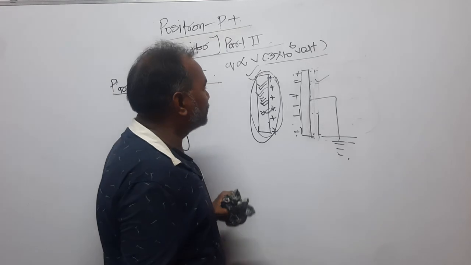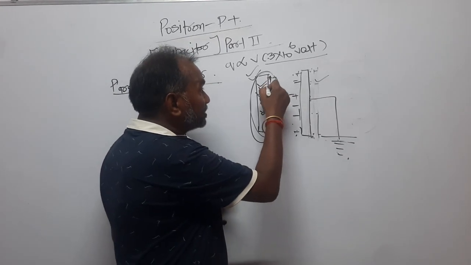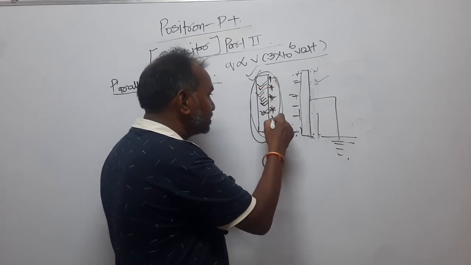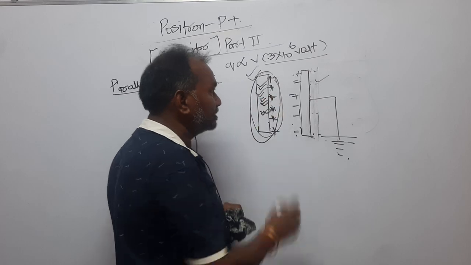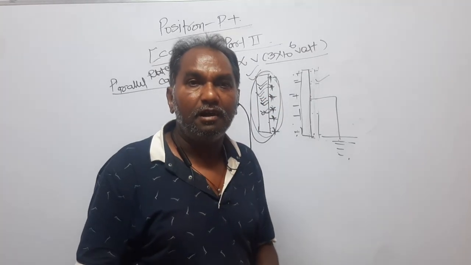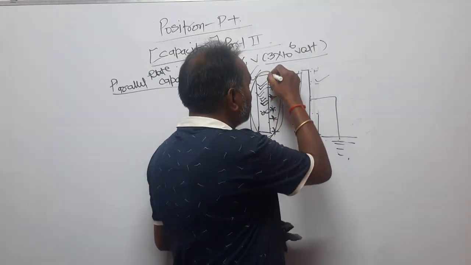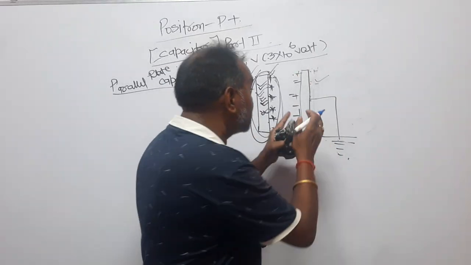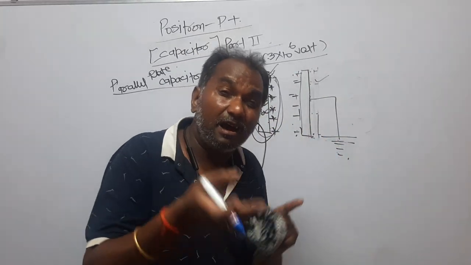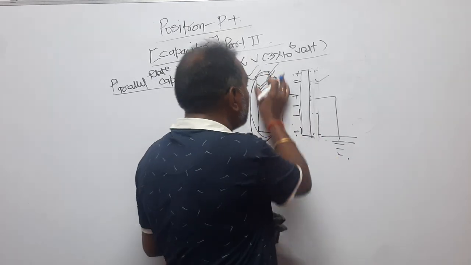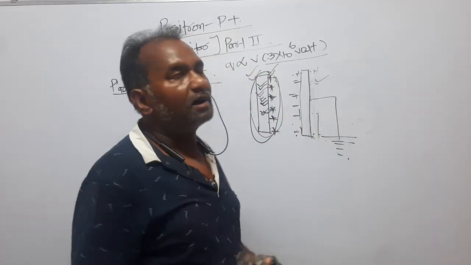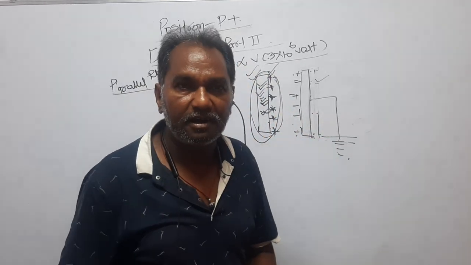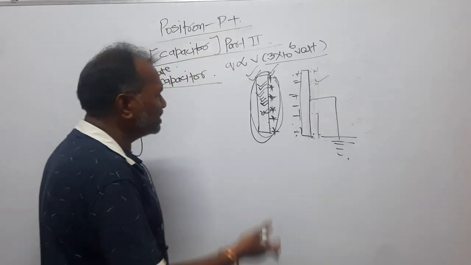Now, dear student, look here. In the whole discussion, I have not decreased the charge on it. What I have tried to do is bring down the potential of this plate with the help of another plate. This other plate is helpful in decreasing the potential of this very plate, and this is said to be the parallel plate capacitor.